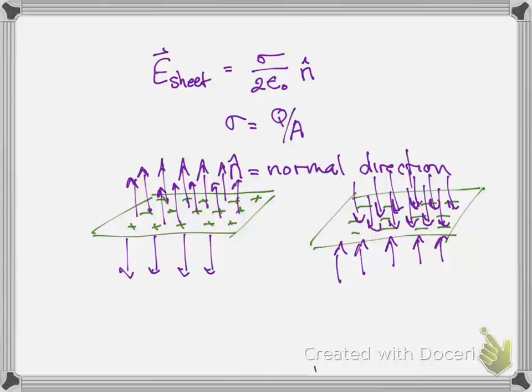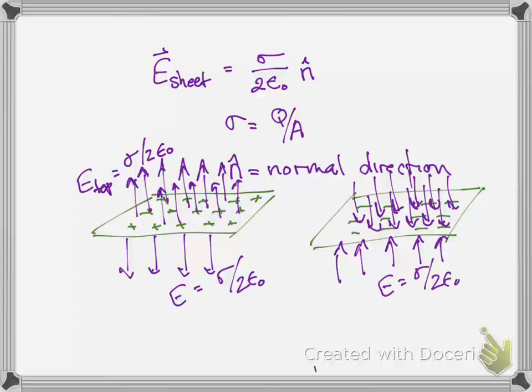So this electric field magnitude of sigma over 2 epsilon 0, that's the electric field on either side of the sheet. That's important, right? The electric field on top is sigma over 2 epsilon 0. The electric field on the bottom has a magnitude of sigma over 2 epsilon 0. E top and E bottom both equal sigma over 2 epsilon 0. So the electric field on both sides is sigma over 2 epsilon 0.